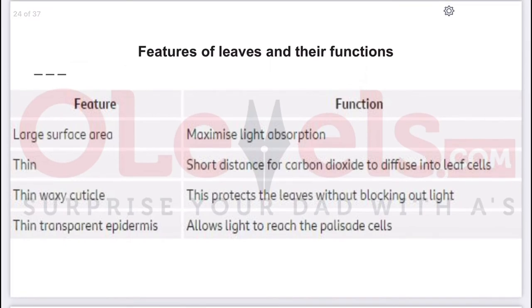So the features of the leaf and their functions. The feature is they have a large surface area, which allows maximum light absorption. Another feature is they are thin, and the function is a short distance for carbon dioxide to diffuse into leaf cells. Thin waxy cuticle: this protects the leaves without blocking out light. Thin transparent epidermis allows light to reach the palisade cells.